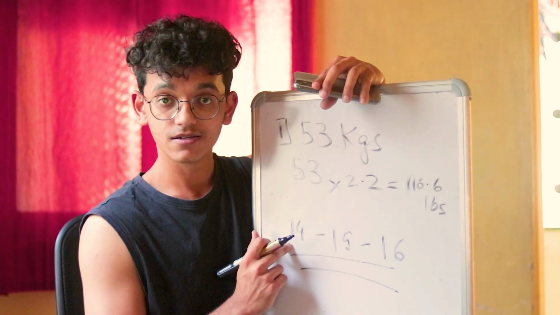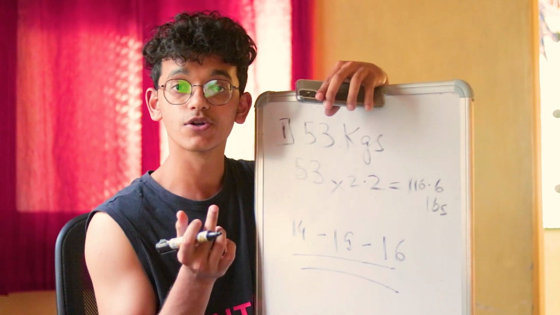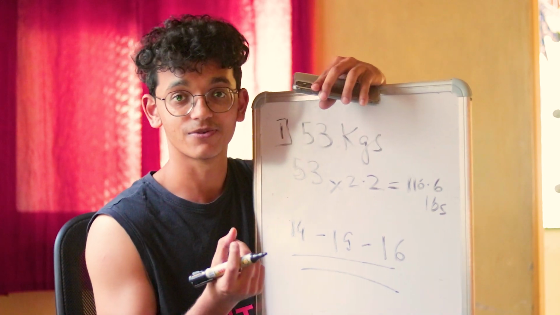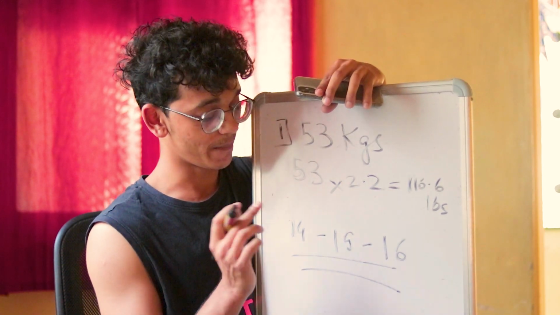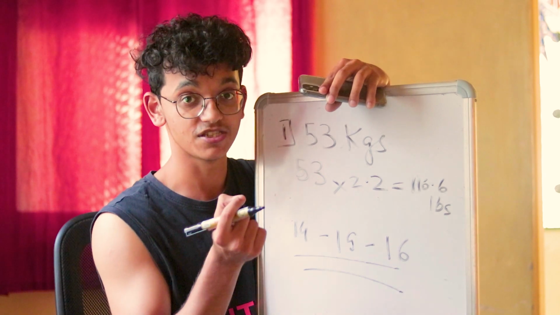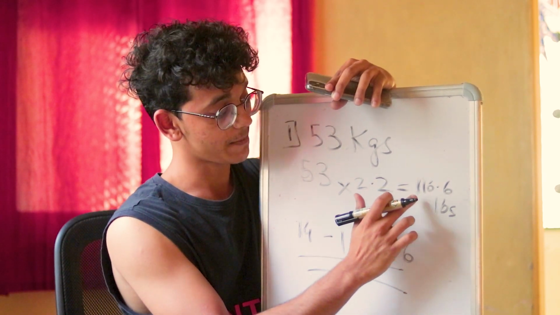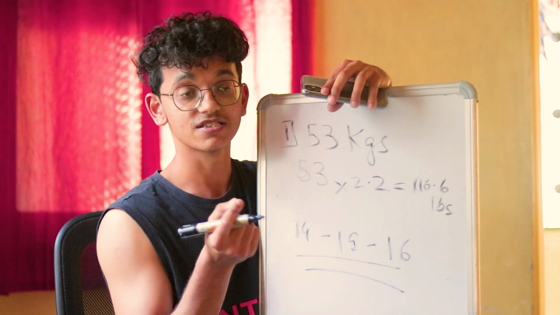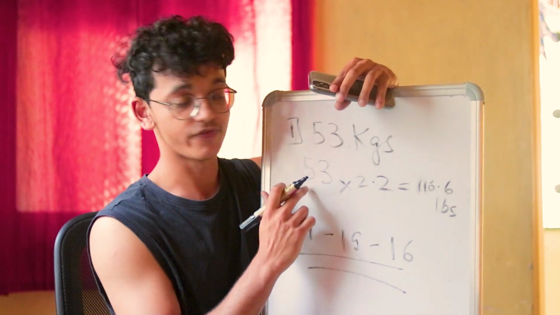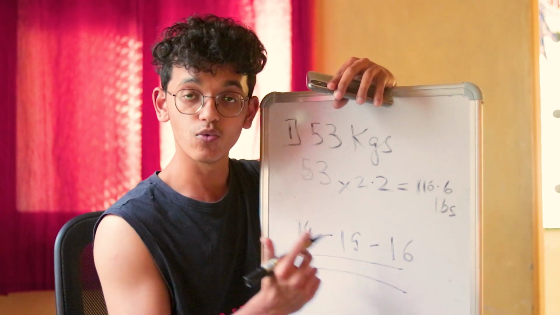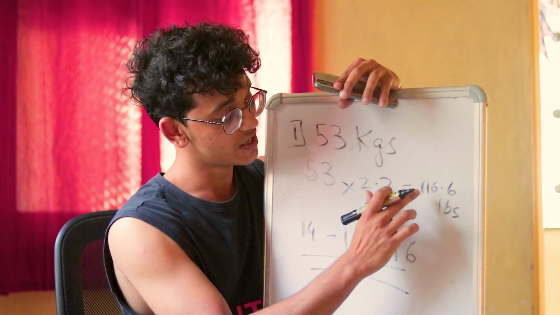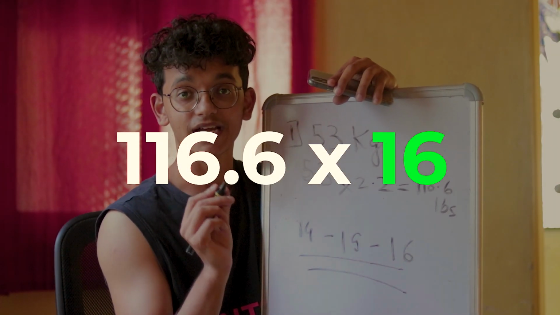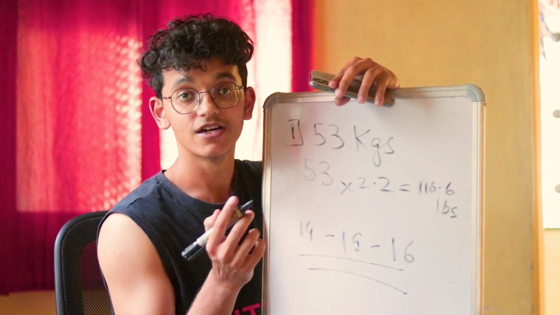For 14, it's if you want to do weight loss, but this video is not about weight loss, it's about weight gain. To know how many calories you need for maintenance, multiply your weight in pounds by 15. So you will get the calories needed for maintenance for 53 kgs. And if you want to gain muscle, then you multiply 116.6 by 16 and you will get the calories required to gain muscle.